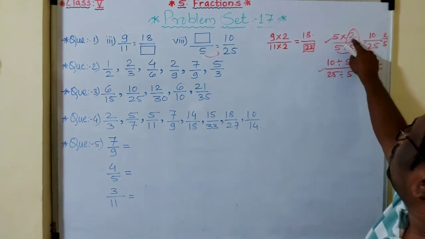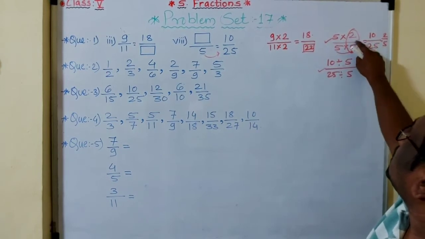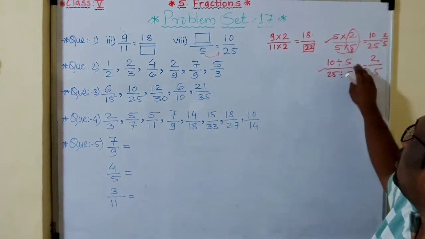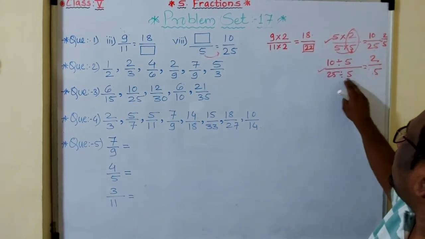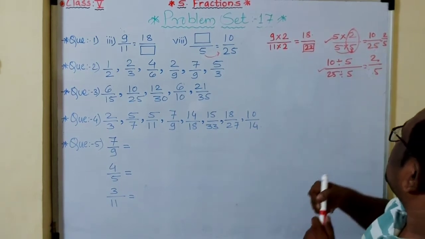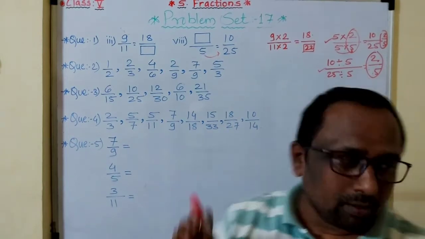But by which number do we get 5 5s are 25? So 5 2s are 10. If we multiply by 2, then you get the answer 10. So this is our answer, 2 upon 5. This is by multiplication way and division way. 5 2s are 10 and 5 5s are 25. Okay, so this is our answer. So the remaining examples you have to solve this way.